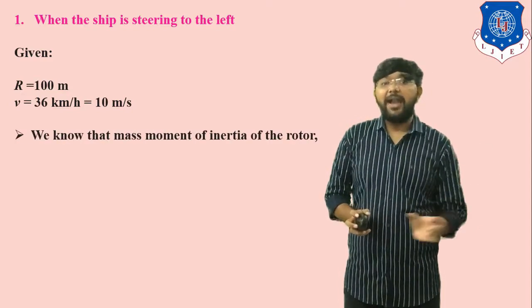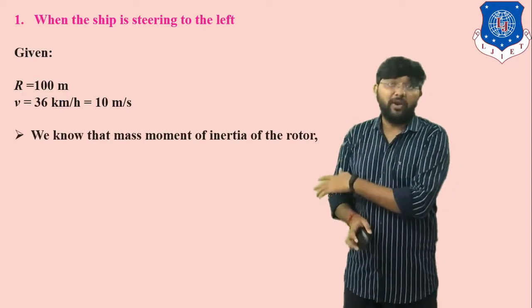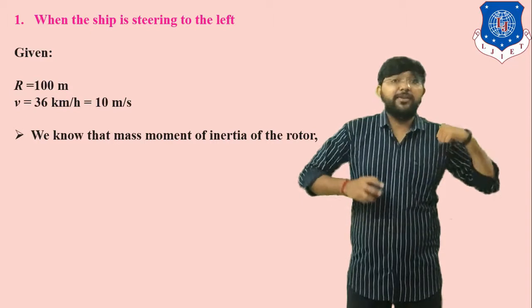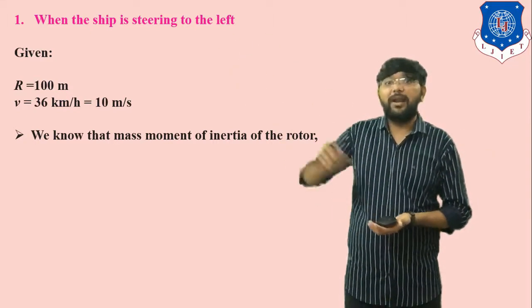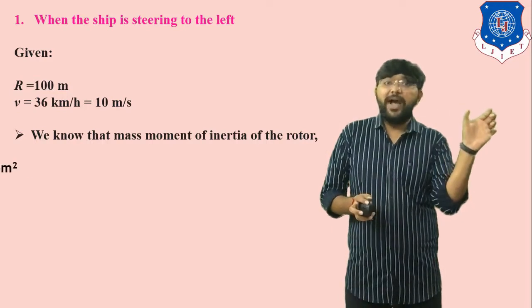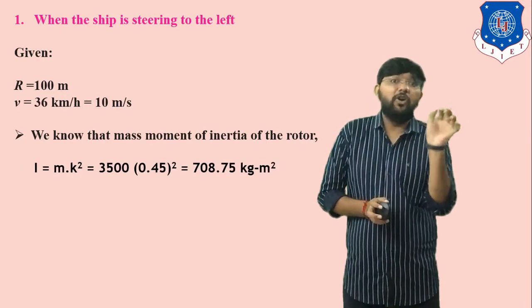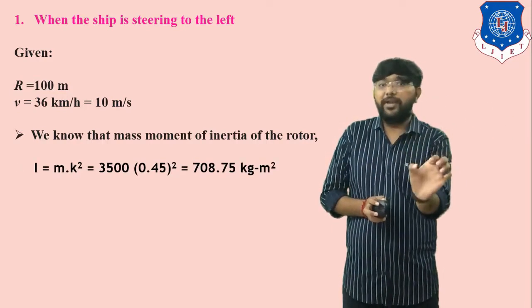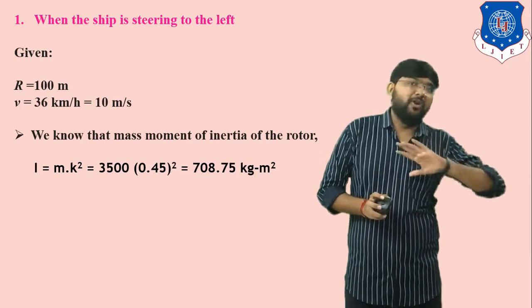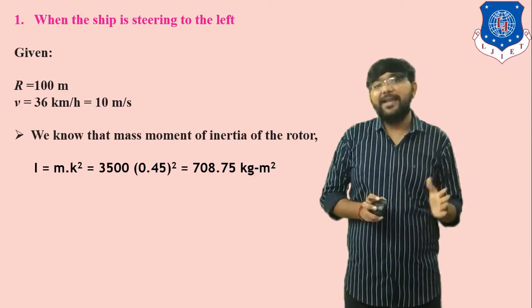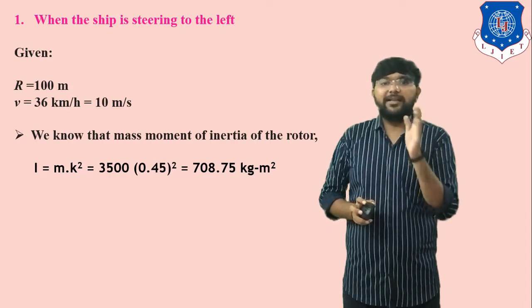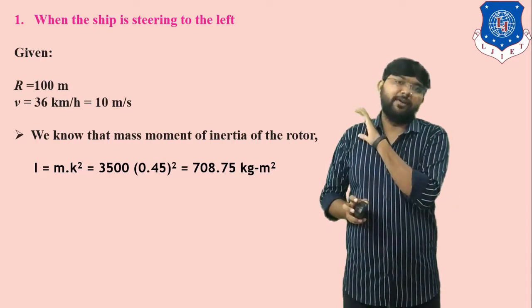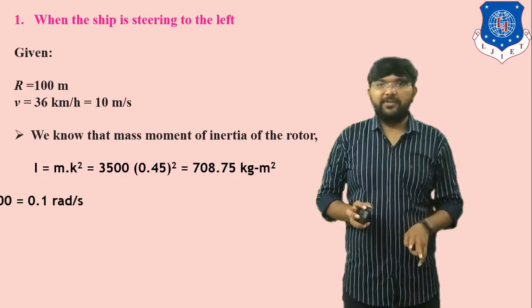Based on that, we need the mass moment of inertia of the rotor. You all know the equation for the mass moment of inertia, that is capital I equals m k square. We have the values of m and k, so put these values in and you can find the mass moment of inertia, I equals m k square. The answer for the moment of inertia is 708.75 kg meter square.